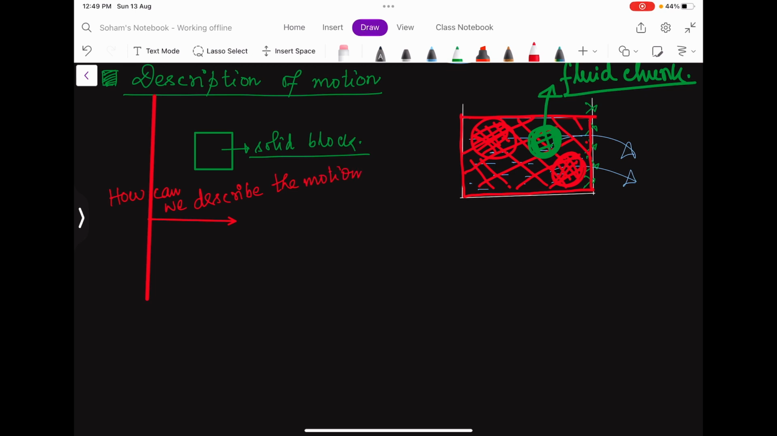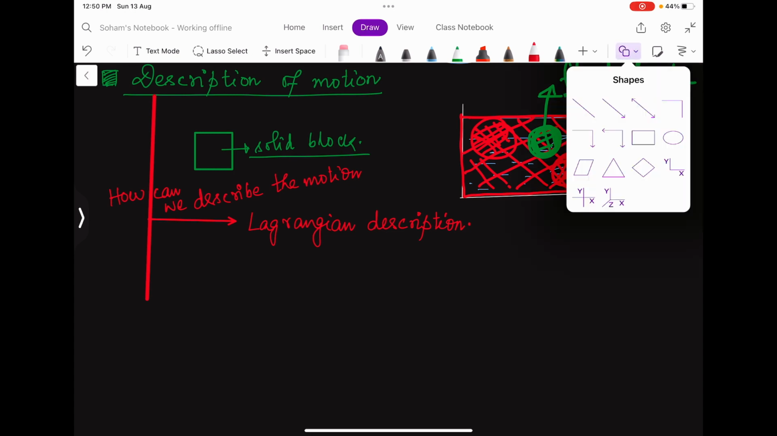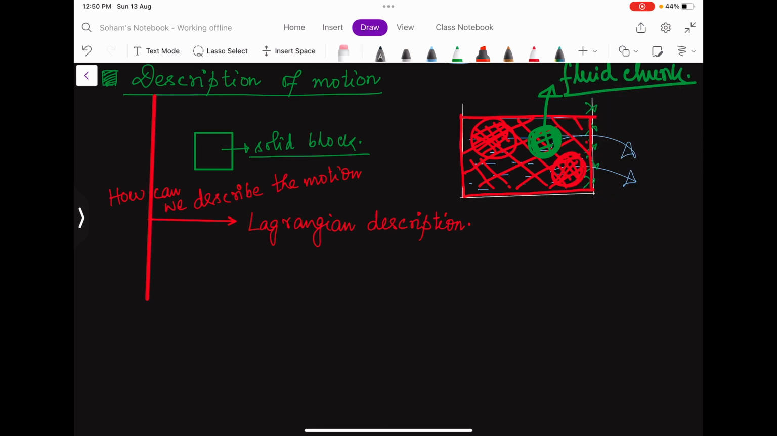So one of the descriptions is Lagrangian. Okay, Lagrangian description. These descriptions are not only true for the fluid, they can be true for any system: gas, liquid, solid, semi-solid, anything. Because these are just the methods of description of motion. It can be motion of anything.